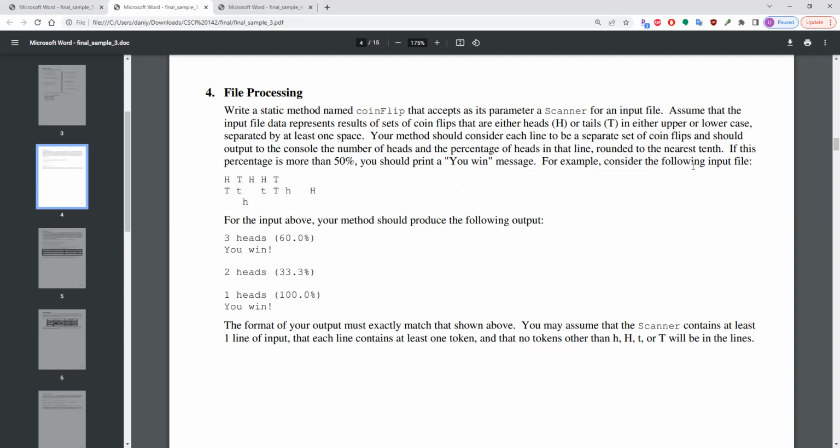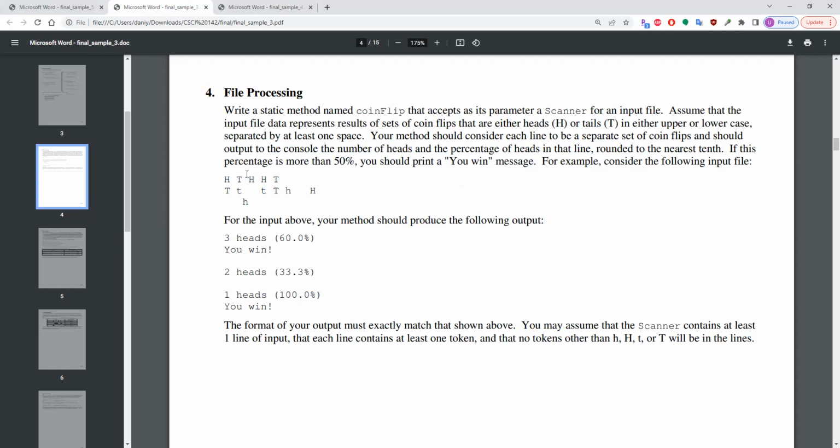For example, consider the following input file. So this was your file, and every line has a separate percentage. So they are not connected to each other. As you can see, the last line has only one heads, which makes it 100%. So you win, kind of a situation.